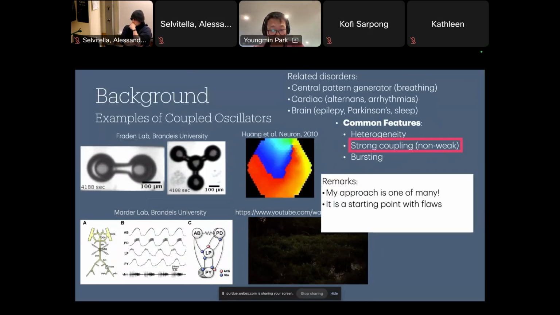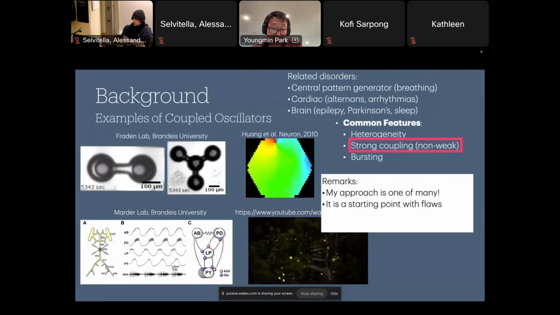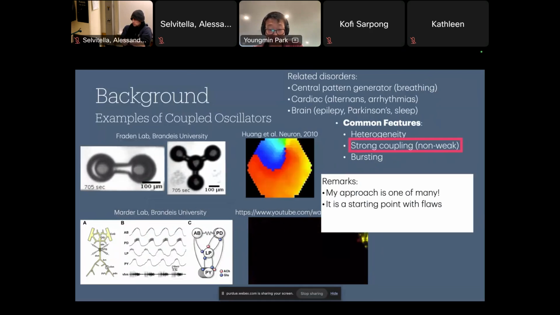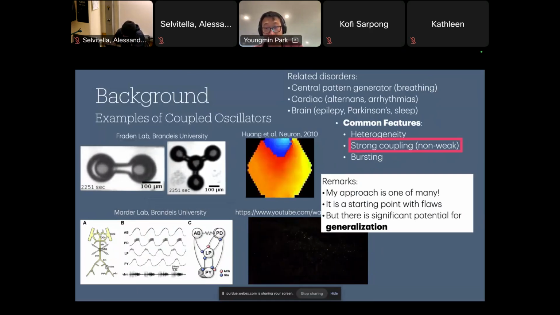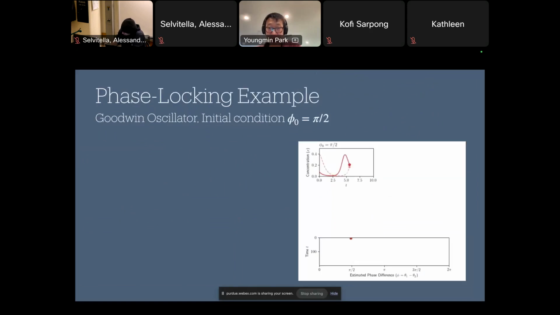Everything I talk about, I'll surely play up my results and make it sound pretty cool, but it's going to have limitations. So I welcome questions about it. It's important to even ask about the limitations. But the approach that I'll show you, I'm really excited about, because there's so much potential for generalization in a way that captures all of these common features in biological systems. I won't harp on that too much more. Let's just focus on the strong coupling part.